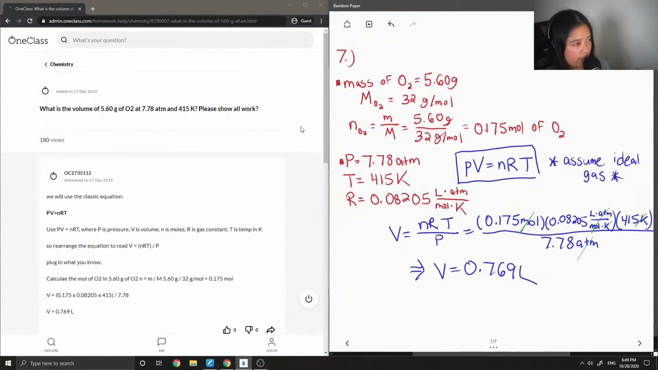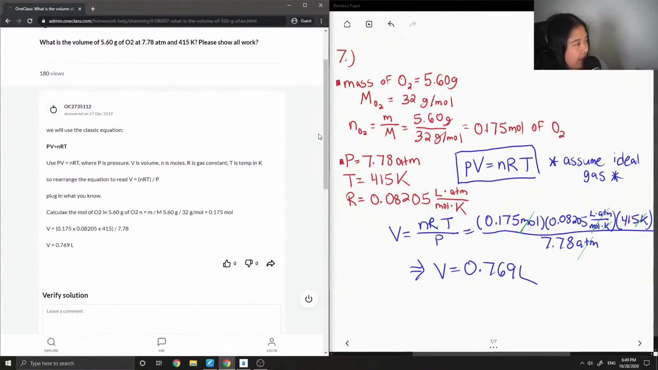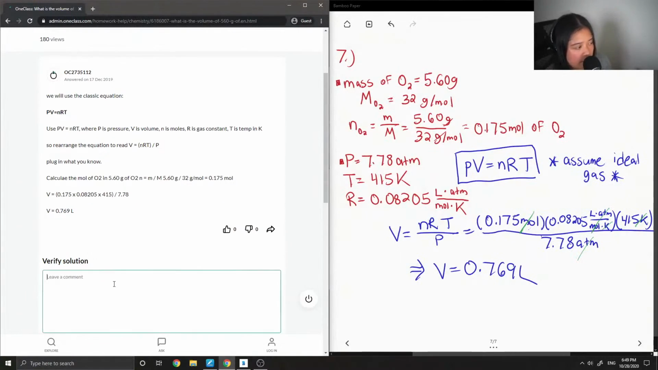Let's look at the answer from our junior tutor. We will use the classic equation PV equals nRT. P is pressure, V is volume, n is moles, R is gas constant, T is temp in K. Plug in what you know, so then they also found the number of moles, and they got 0.769 liters. This solution is correct. And then I'll just put like a disclaimer, assuming O2 acts as an ideal gas.